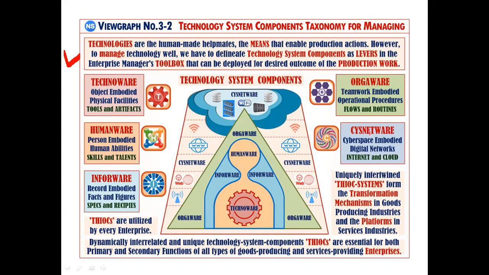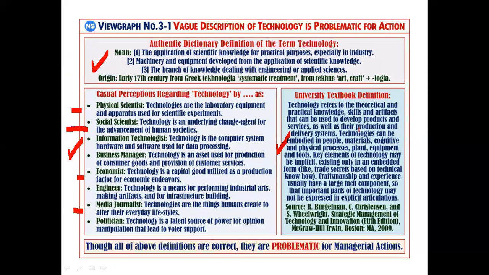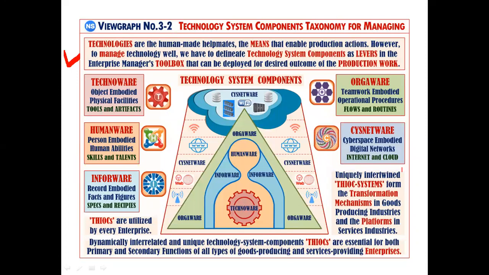And you can compare these definitions with the complex definition that was given before. If you compare with the definition given here, you will find that I have covered everything in these 5 words. But the most important thing is, these components, technoware, humanware, infoware, sysnetware, are utilized by every system. In goods producing system, it is used as a transformation mechanism to convert procurable inputs to marketable outputs. In a services enterprise, it is used as a platform to provide customer service. If we remember this, the rest will be very easy.